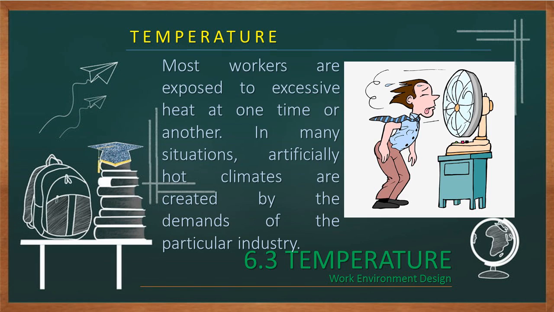Most workers are exposed to excessive heat at one time or another. In many situations, artificially hot climates are created by the demands of the particular industry. Miners are subjected to hot working conditions due to the increase of temperature with depth, as well as a lack of ventilation. Textile workers are subjected to the hot, humid conditions needed for weaving cloth. Steel, coke, and aluminum workers are subject to intense radiative loads from open hearth furnaces and refractory ovens.